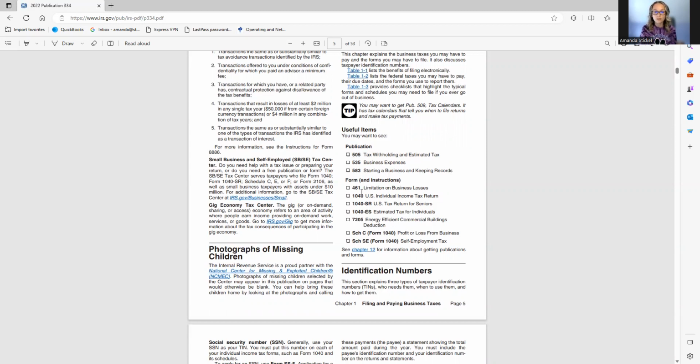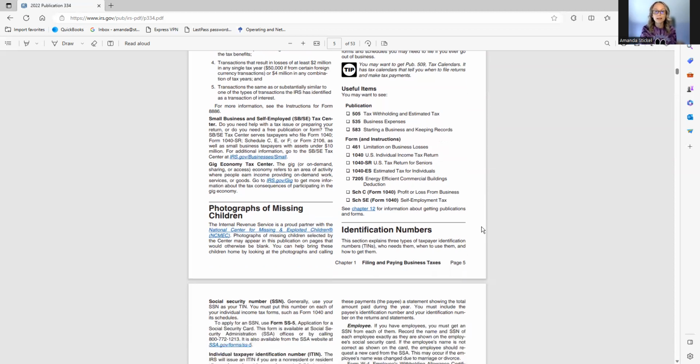Forms and instructions: 461, limitation on business losses. 1040, your U.S. individual income tax return. 1040-SR is for seniors. 1040-ES is for estimated tax for individuals. 7205 is the energy efficient commercial buildings deduction. Schedule C for Form 1040 is the profit or loss for businesses. Schedule SE for Form 1040 is self-employment tax.